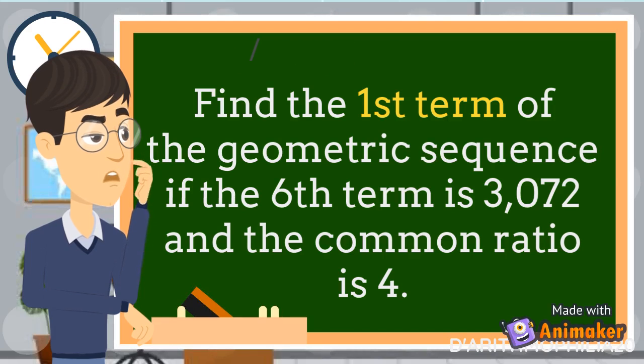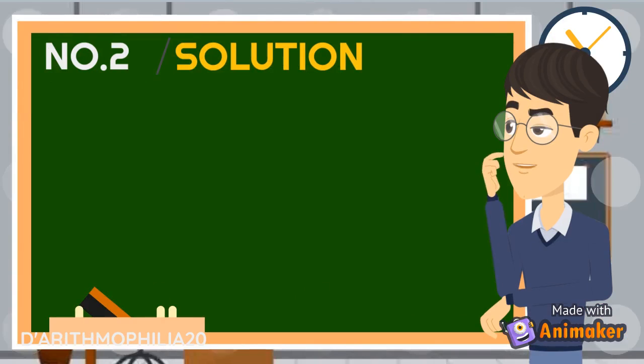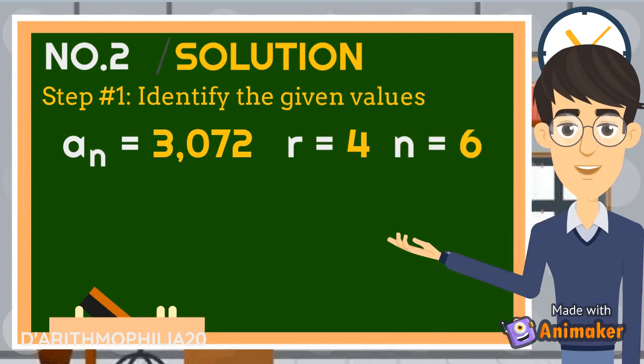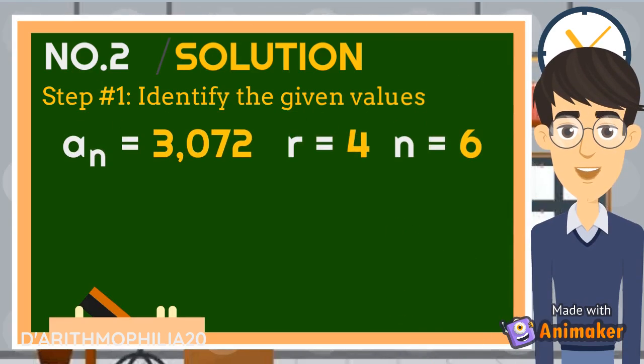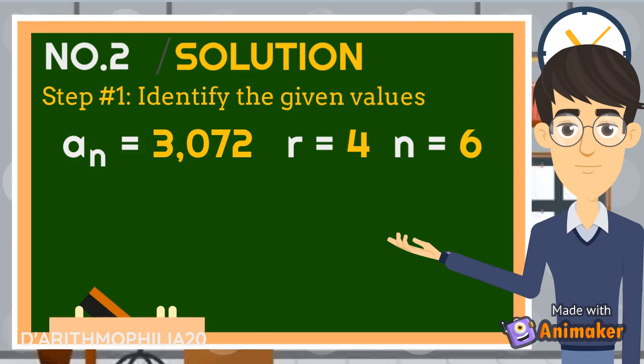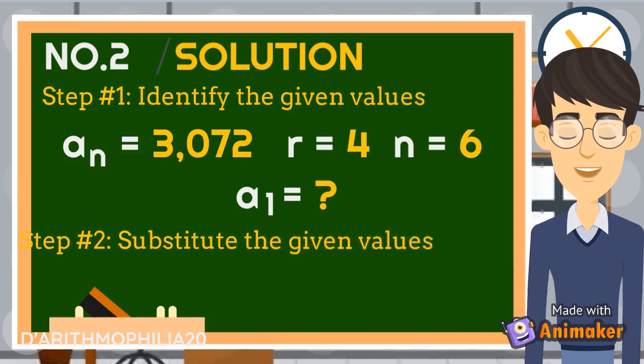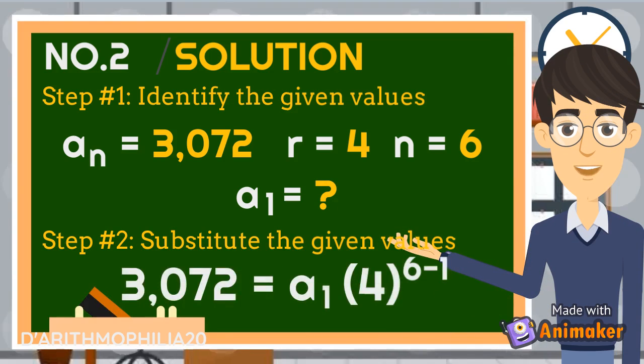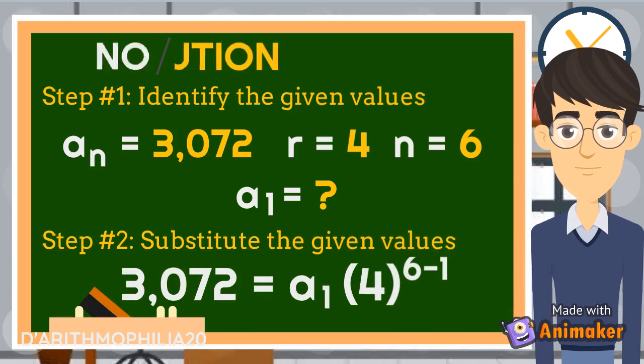Okay, let's go. In solving this problem, we will first identify all the given and missing values. We have a sub n, which is equal to 3072, common ratio of 4, 6 is the number of terms, and lastly a sub 1 is the missing term. Next, let us substitute all of these given values to our formula, which will give us 3072 equals a sub 1 times 4 raised to the power of 6 minus 1.